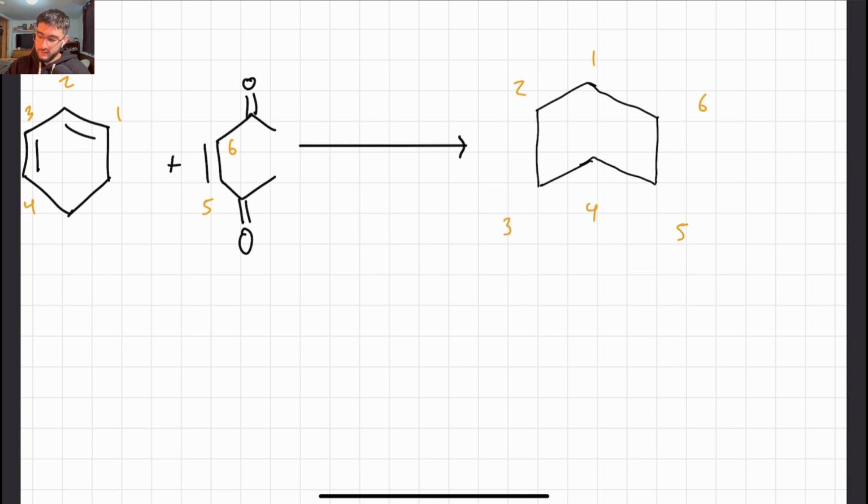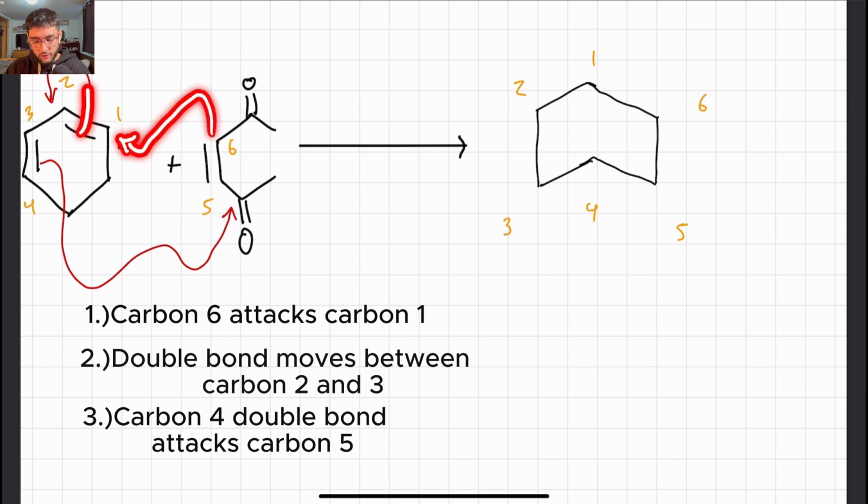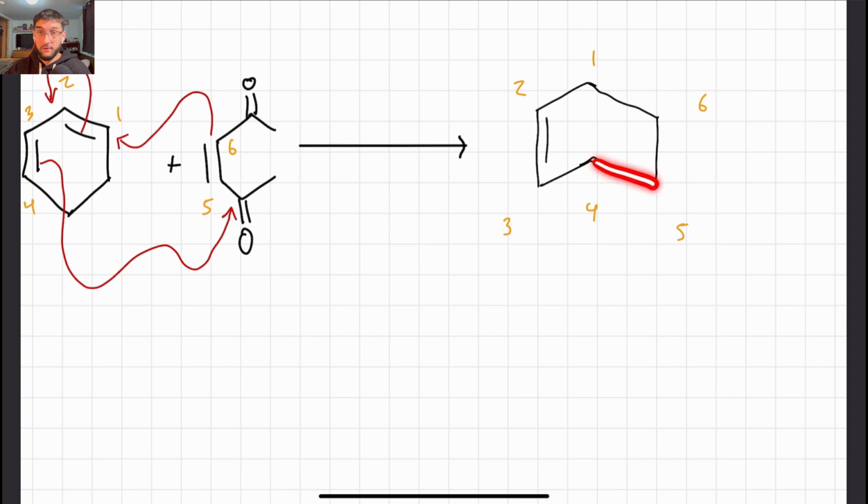5 and 6. Alright, so carbon 6 is going to attack carbon 1, pushing over the double bond between carbons 2 and 3. This is going to cause a double bond from carbon 4 to attack carbon 5. So let's see what happened in the mechanism. Carbon 6 attacked carbon 1, pushing over the double bond between carbons 2 and 3. So now we have 1 and 6 connected, and we have a double bond between carbons 2 and 3. This led to the carbon 4 double bond attacking carbon 5. So that's why we see carbon 4 and 5 connected.